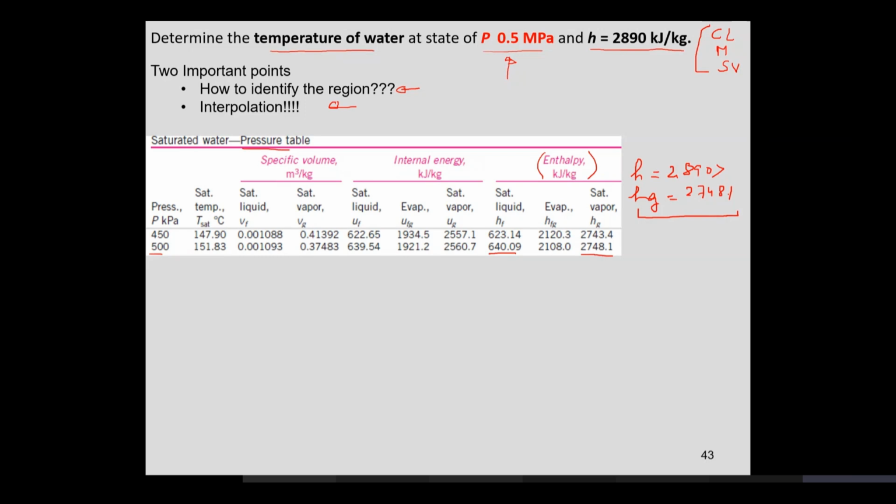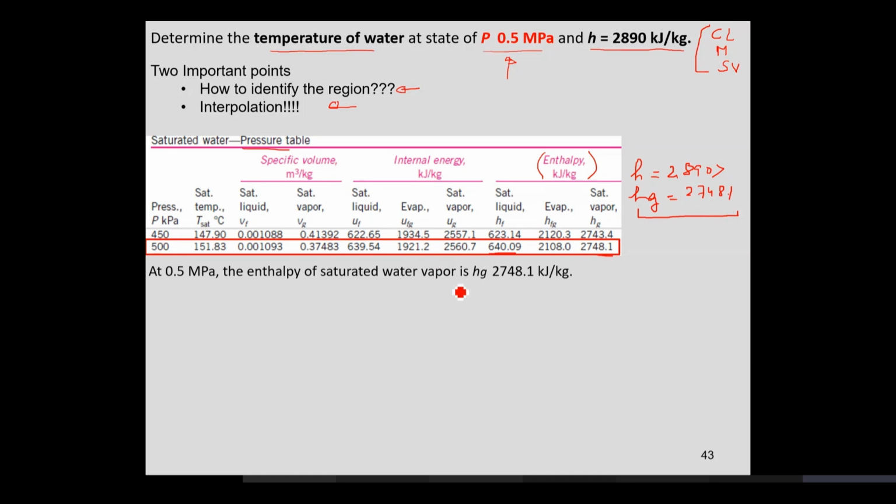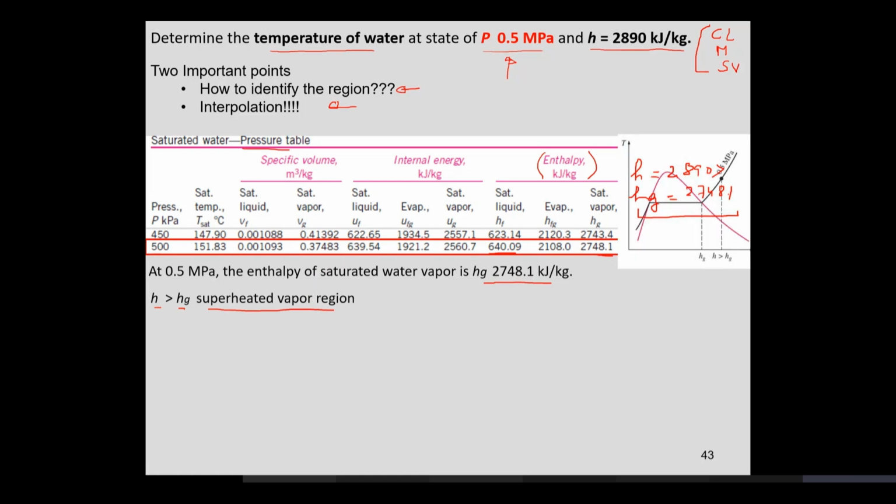Since you are not responding, I'll guide you. At 0.5 megapascal, the enthalpy of saturated vapor is 2748.1. Since the given enthalpy 2890 is greater than Hg, you are basically in the superheated vapor region. Kindly recall the slides from last week so that you identify the region. Plot this, we'll come to know that we are talking about a pressure of 0.5 megapascal where Hg value is this and H is greater than Hg. That means you are lying in the superheated vapor region.